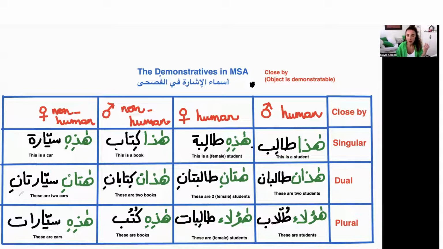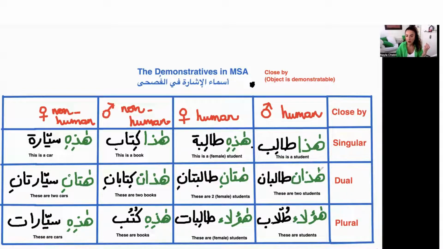If the two objects I'm pointing at are non-human, feminine, so like سيارة, I use هتان as a demonstrative. هتان سيارتان. Repeat. So notice again here, there is no difference between human and non-human. There is a difference for genders, but not for human, non-human.